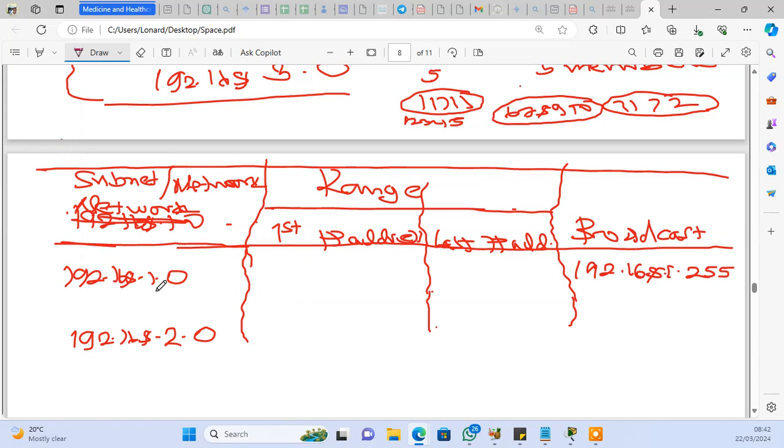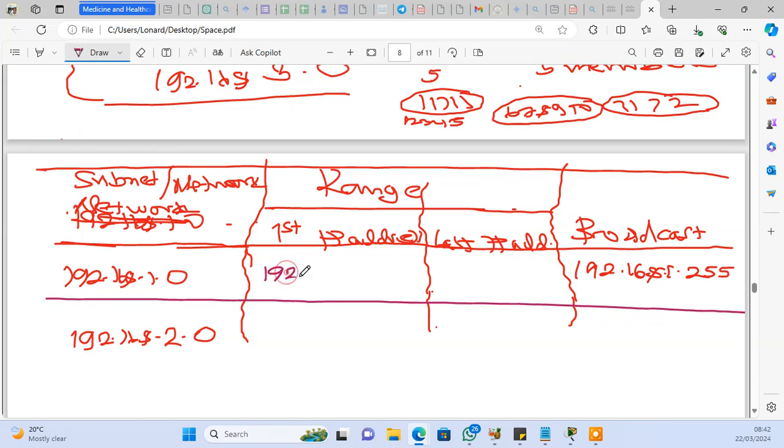So in between here, the usable, this here, the first usable IP address, you add the 1 here. So it will be 192.168.1.1. Then the last usable, now that I have the broadcast, I will subtract the 1 from this and then get 192.168.1.254. So this is the range.